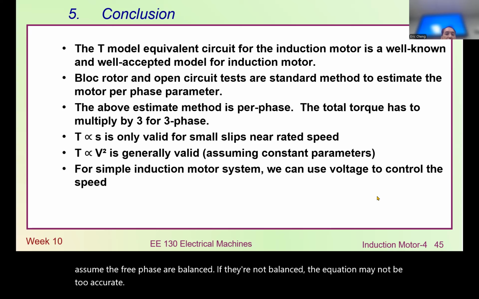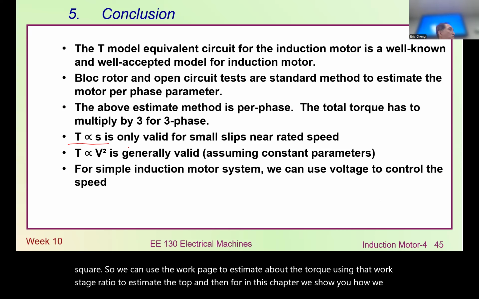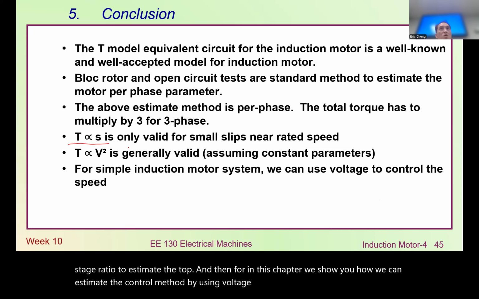Then another characteristic, we know that the torque is proportional to slip only when the slip is small near the zero crossing. And the torque is always proportional to V squared. So we can use the voltage ratio to estimate the torque. And then in this chapter, we show you how we can estimate the control method by using voltage control. Voltage control is not a good control method. However, we have been using this control method in the old days when we didn't have the power electronics to control the frequency. Once we can control the frequency, we can use an inverter to control both voltage and frequency without any problem.